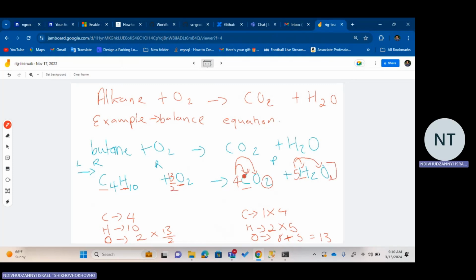Then to make it look neat, we eliminate the fraction, and we multiply by 2 throughout. So that's going to be 2 C4H10 plus 13 O2, because 2 and 2 cancel. Then 2 times 4, that's going to be 8 CO2 plus 5 times 2, that's going to be 10 H2O.